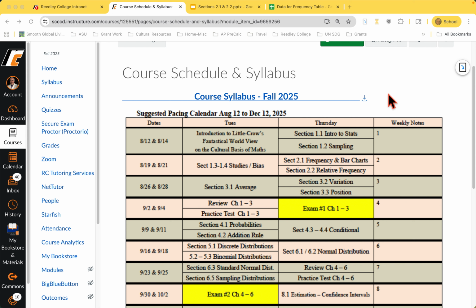So from the schedule, we're right on track. We're in chapter 2 today. We're going to have 2 parts to it. I'll introduce that. Next week, we're going to work through chapter 3, which is mean, median, and mode.